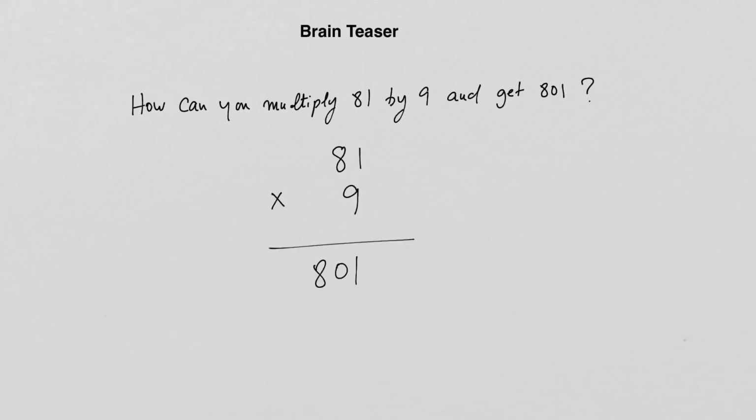All right, so brain teaser. How can you multiply 81 by 9 and get 801? Now, just so you know, 81 times 9 is 729. It's not 801. But how do you make it work, okay? Don't say, I get 729 and I added 70 whatever to get a... No, you can't do that. Again, it's a brain teaser. So have fun with this one.